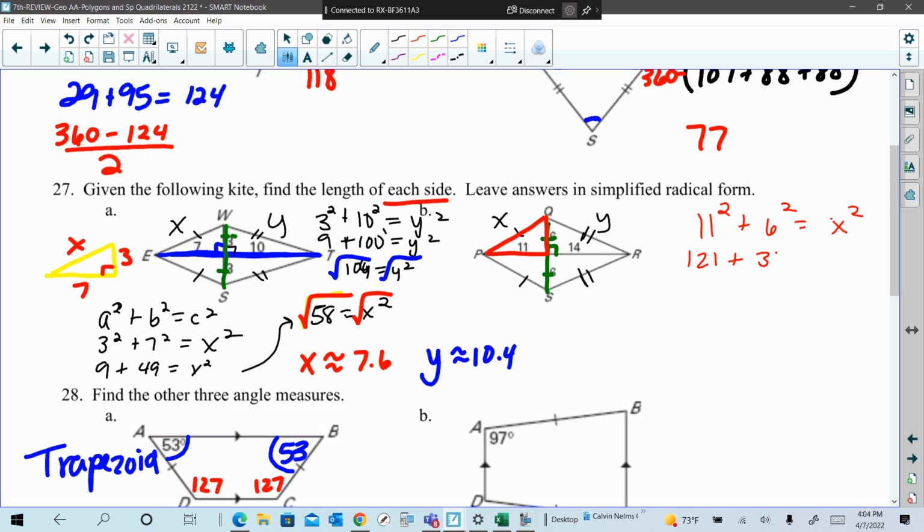121 plus 36 equals x squared. Basically, I'm taking the square root of these two sums. So x is approximately 12.5. And then we're going to do the same thing for the y.